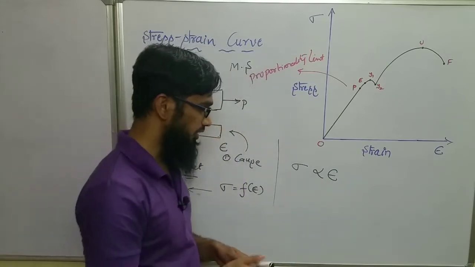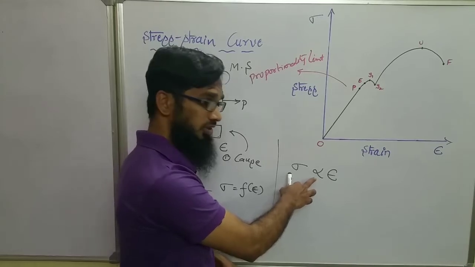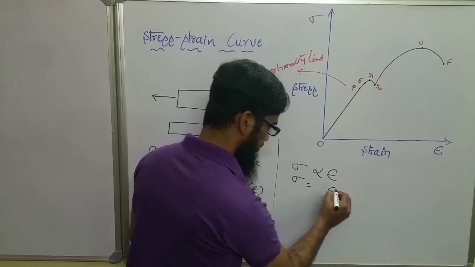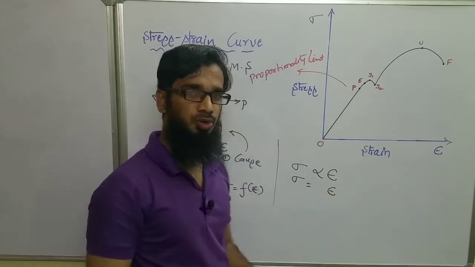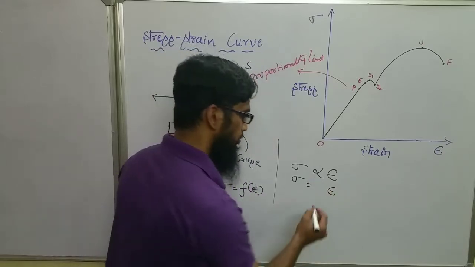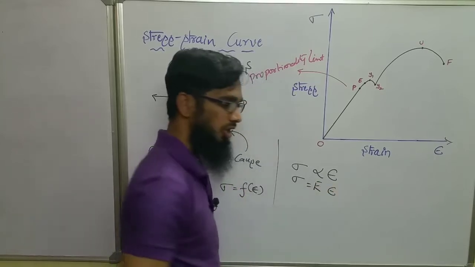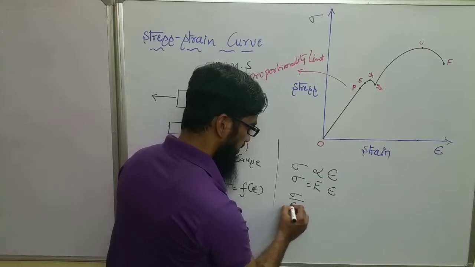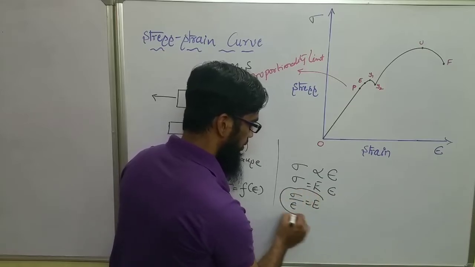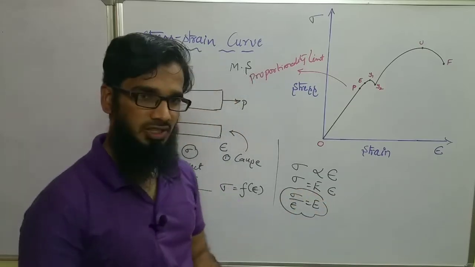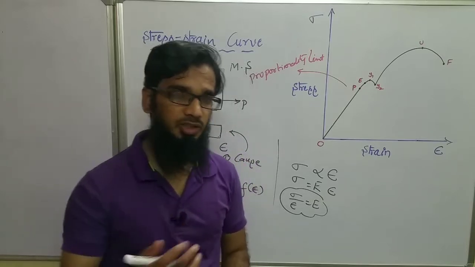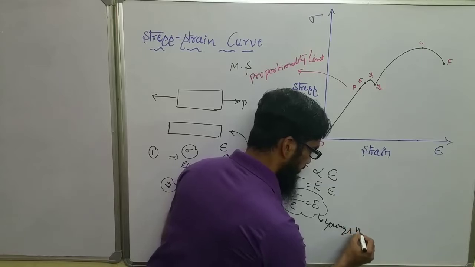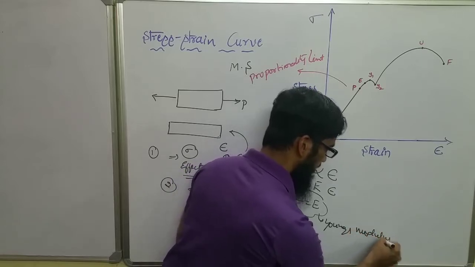Now, if you remove the proportionality here, it becomes stress is equal to strain. When you remove the proportionality, we should have some constant here. I'll just take this as E. Now you cross multiply here, so sigma by epsilon is equal to E. This E is nothing but Young's modulus. This E represents Young's modulus of a material.